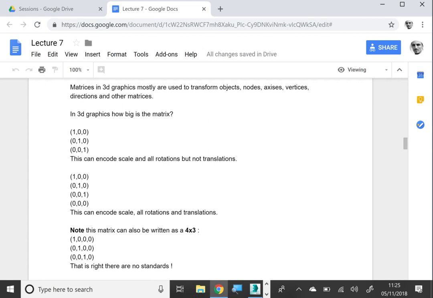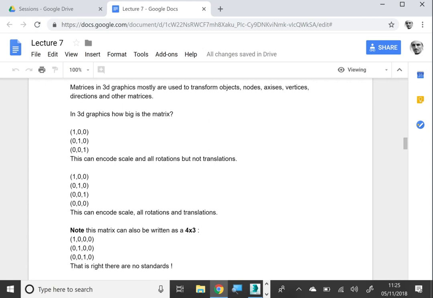So we know that matrices are used to transform objects, right? We also can transform nodes and vertices. We can also transform directions. We can also transform other matrices. So matrices are basically just a big bunch of numbers, and they help us do transforms.